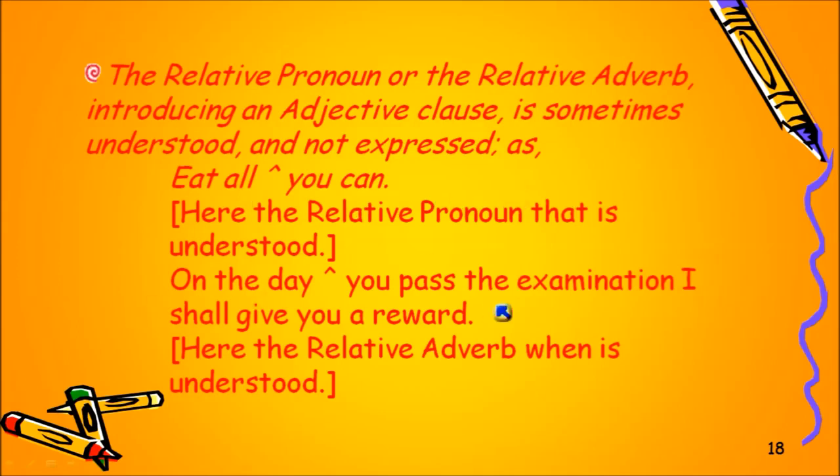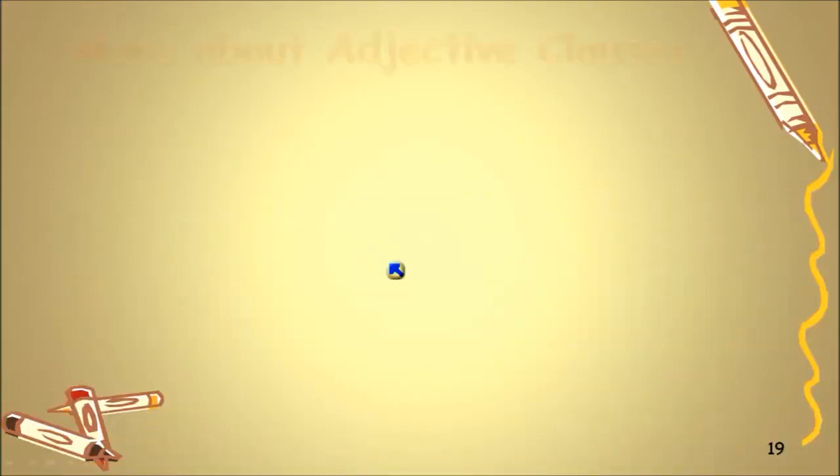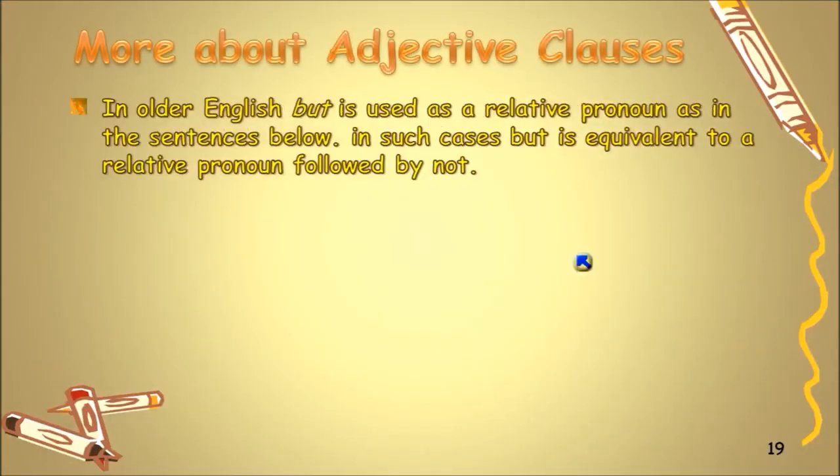On the day you pass the examination, I shall give you a reward. The same thing happens, you pass the examination. So on the day when you pass the examination, the same thing happens here as well. So in this way we can omit a relative pronoun or a relative adverb in a relative clause. And here we are going to learn more about adjective clauses.